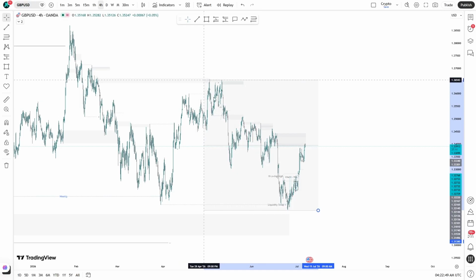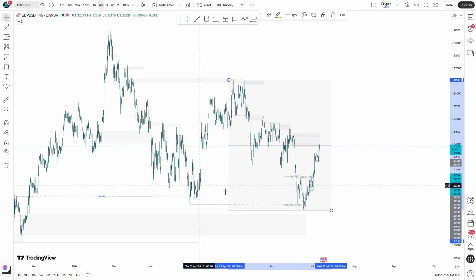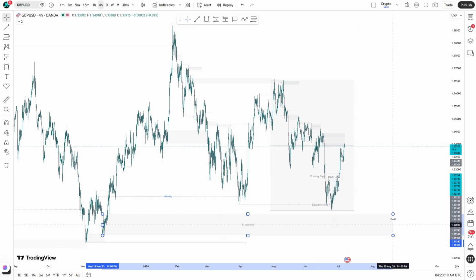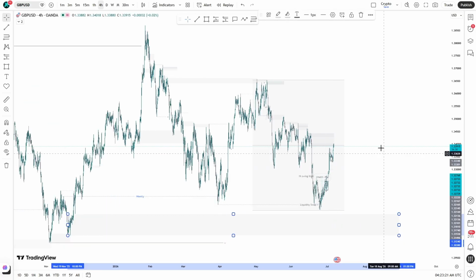So since we're already in the discount here on the higher time frame, on the structure, and also the discount on the internal trend in the market, that means we should be expecting a change of character any time soon, down to this point, so that we can get this daily demand on here.